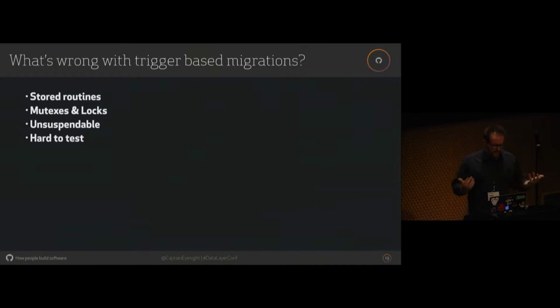However, there are some disadvantages of this, and we ran into these at GitHub, and so we decided to look into something new. The first one is that it's stored routines. Every time that table gets written to, it has to interpret what the trigger was doing, what it needs to do, and then write over to the other table. Well, you're doubling the writes. You're going to increase locks and mutexes. You're going to have some problems.